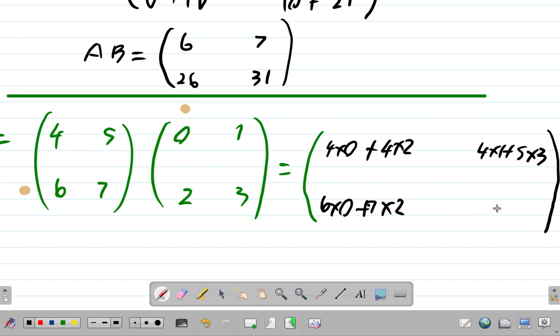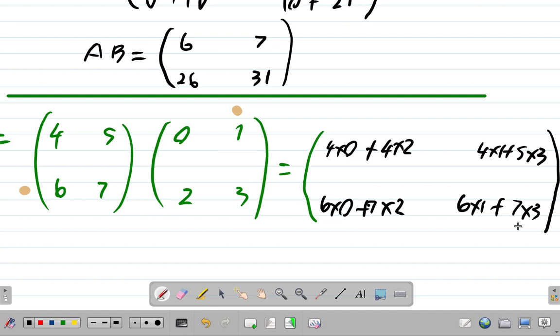Then after that, this is row 2, column 2. This will be first in row 2 times first in column 2. 6 times 1 plus second in row 2 times second in column 2, 7 times 3. So, that is what you have so far.